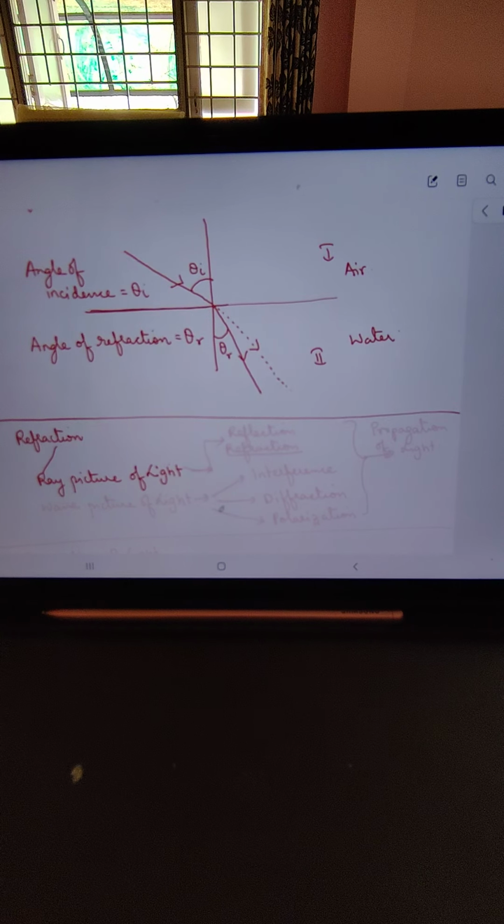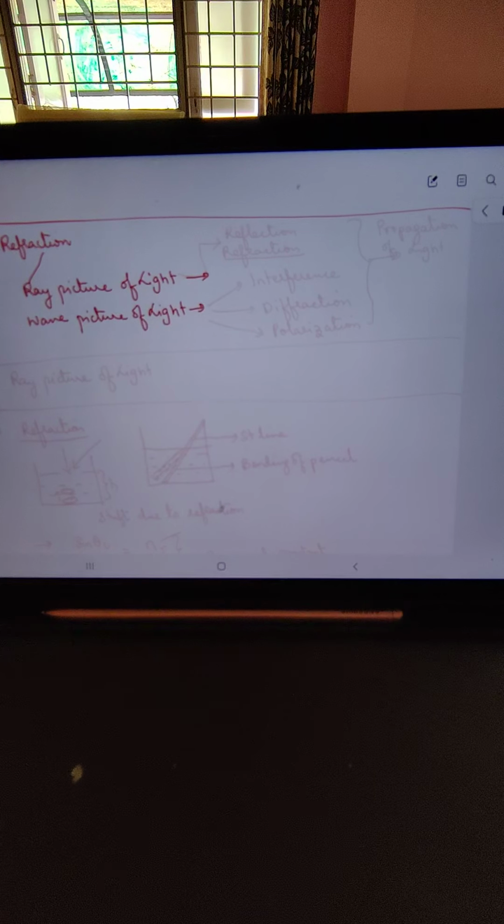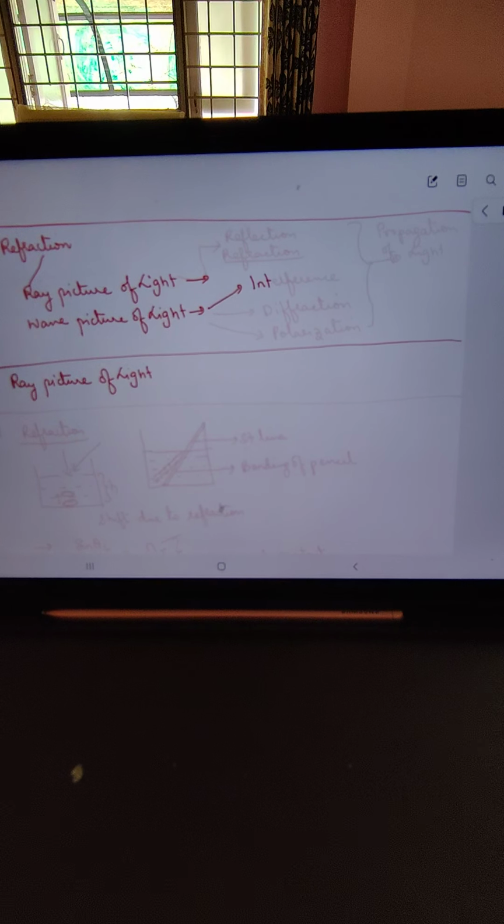So we are not considering the actual detailed picture of light, that is the wave picture of light, which we'll be doing in wave optics. There are two pictures of light, the ray picture and the wave picture. We are going to study refraction, keep in mind, with the help of the ray picture of light. And we are going to reserve the more detailed wave picture of light to study the phenomena of interference, diffraction, and polarization.